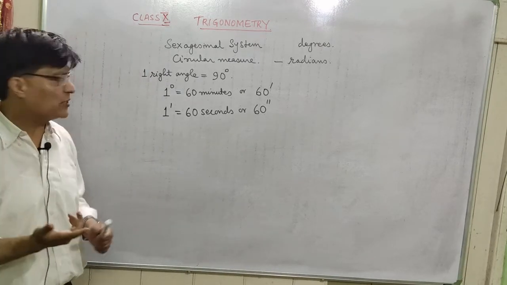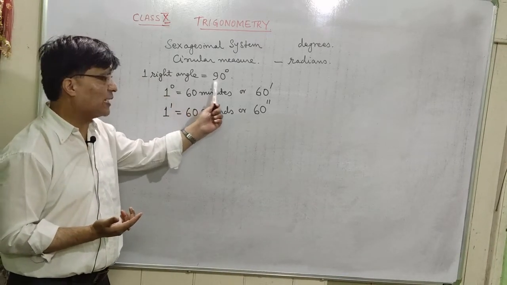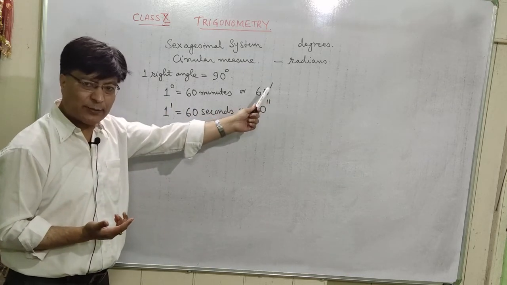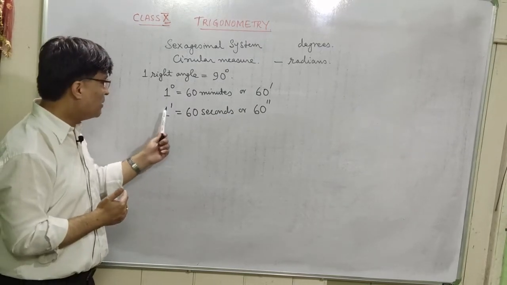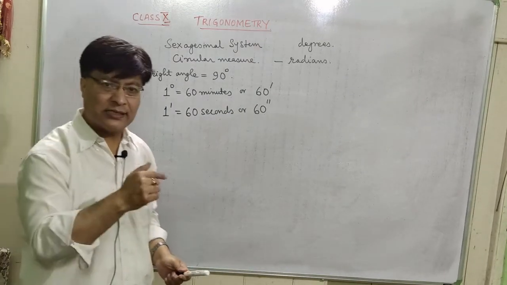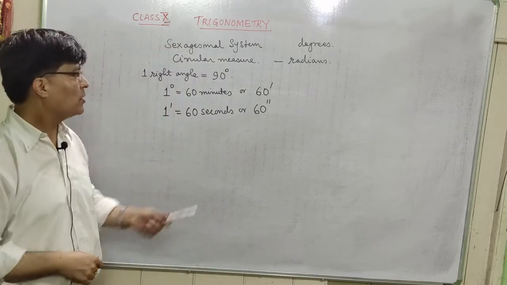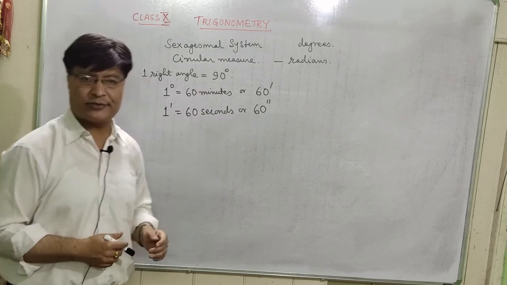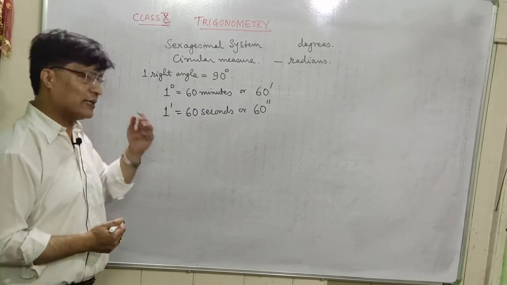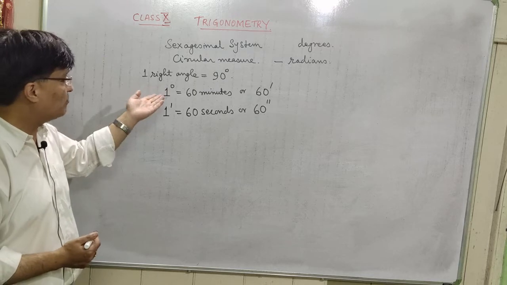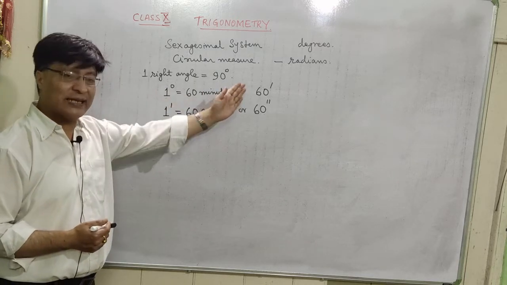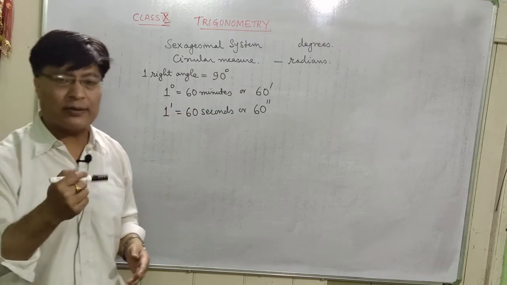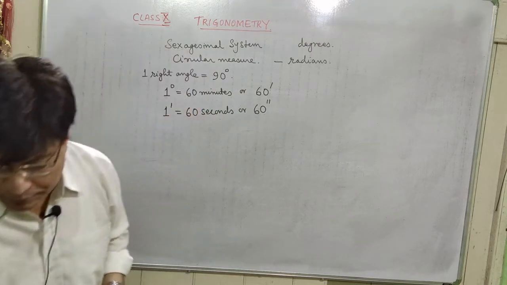You know that one right angle is equal to 90 degree. 1 degree is equal to 60 minutes, or 60 dash. And 1 minute is equal to 60 seconds, or 60 double dash. This is the relation between degree, minutes and seconds. Double dash means seconds.